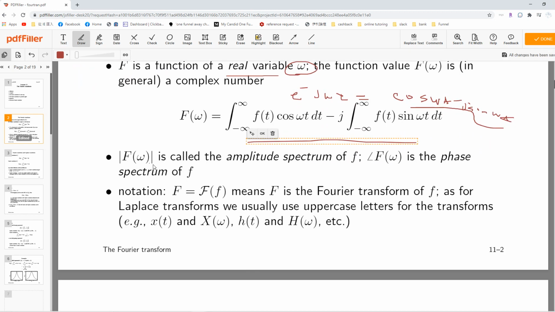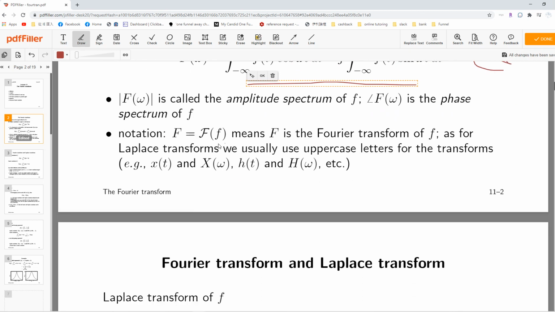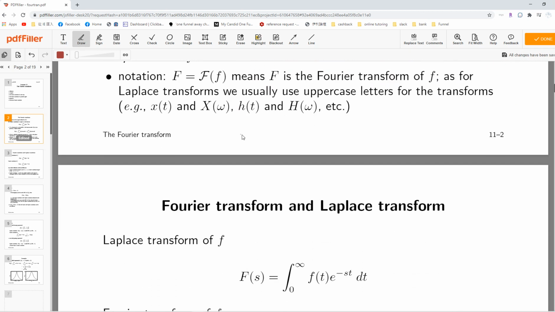So the absolute value is called the amplitude, and the argument is called the phase. Okay, so this is called the Fourier transform of the small f.